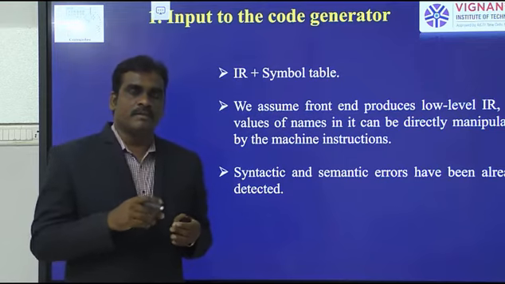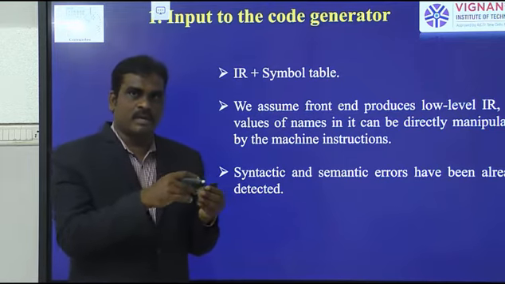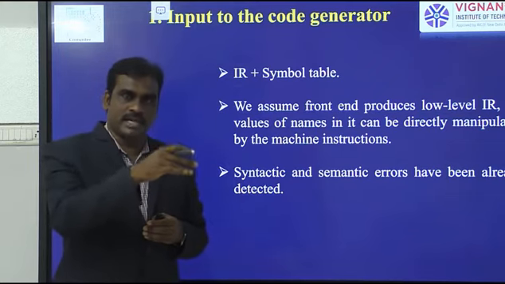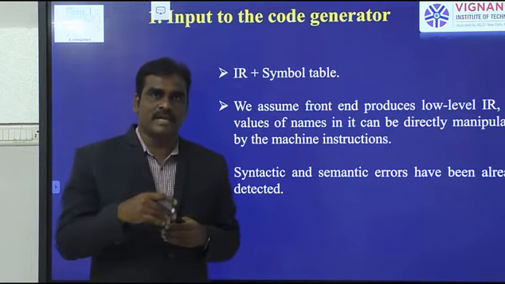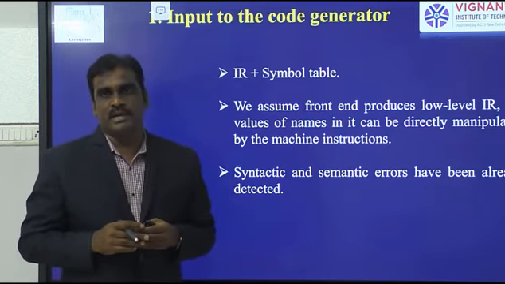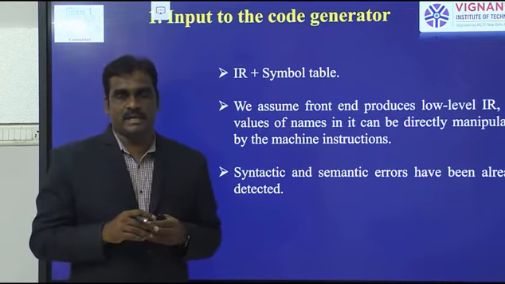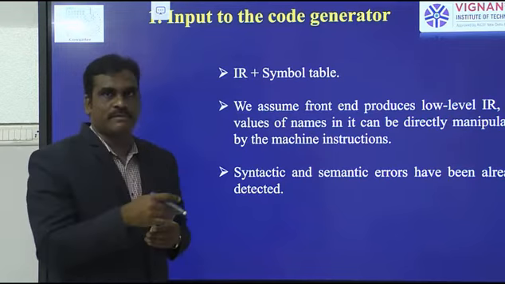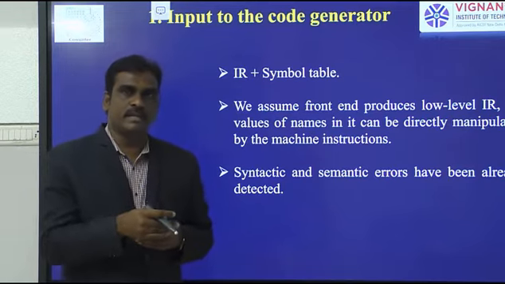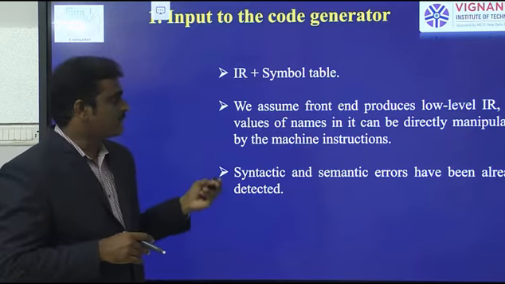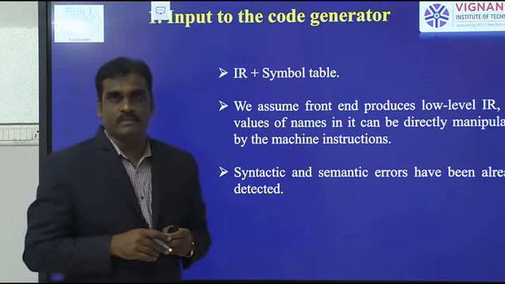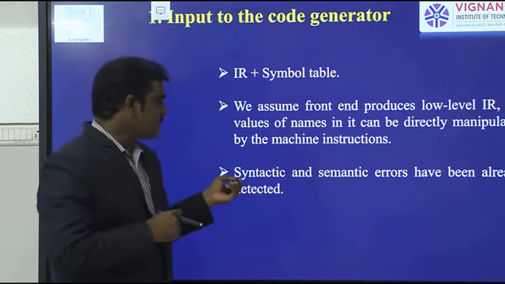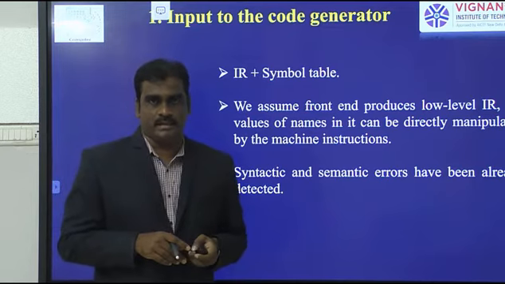the last phase. Before we come to the code generator, the second phase is the syntax analyzer and the third one is the semantic analyzer. They should be executed first. If any errors occur at that time, they will be modified and then the fourth phase will be executed. Like that, once we come to the code generator phase, there are no syntactic and semantic errors.